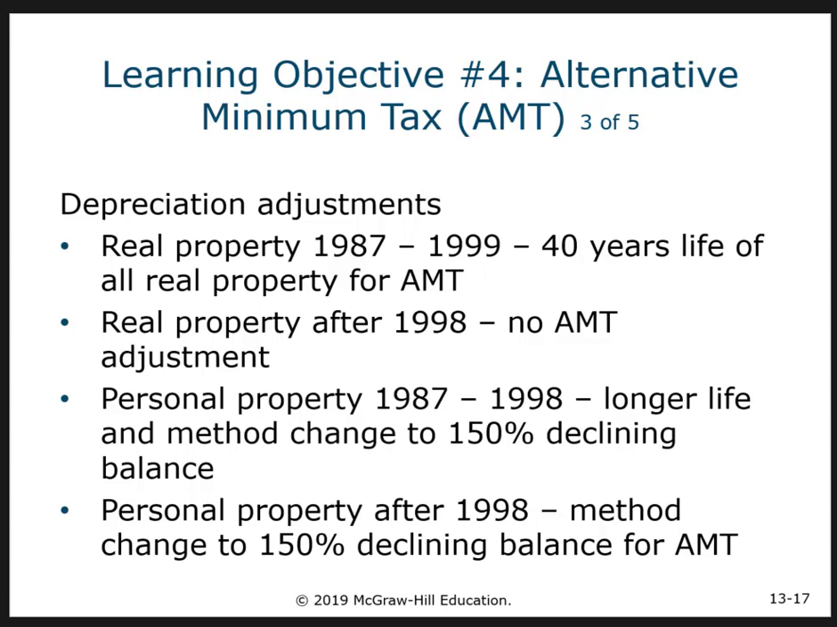But regular depreciation deductions, especially the further back you go, there was quite a difference in how much depreciation you could take for regular tax versus AMT. So you'd look at the two and you'd have the difference. This is what your depreciation would be under regular tax. This would be on AMT. The difference would be what you put on this Form 6251.